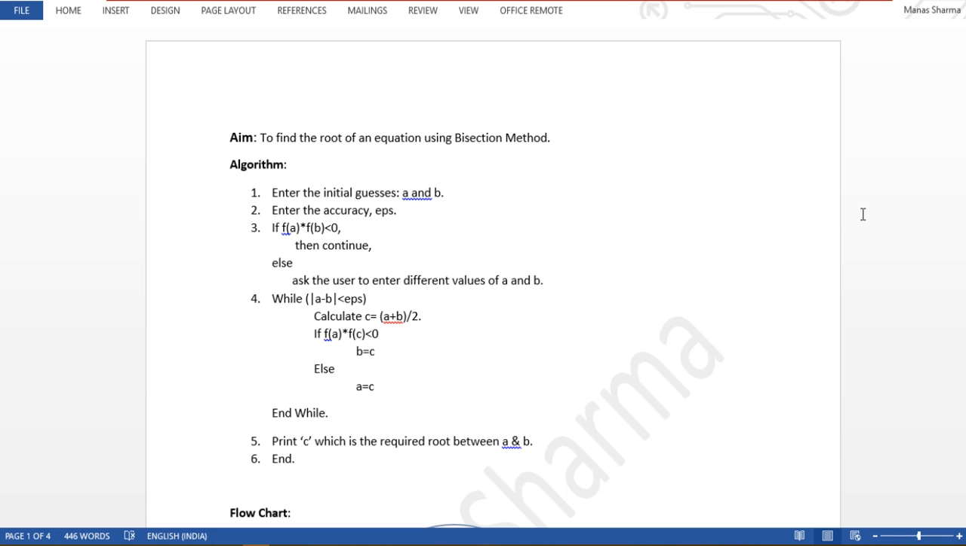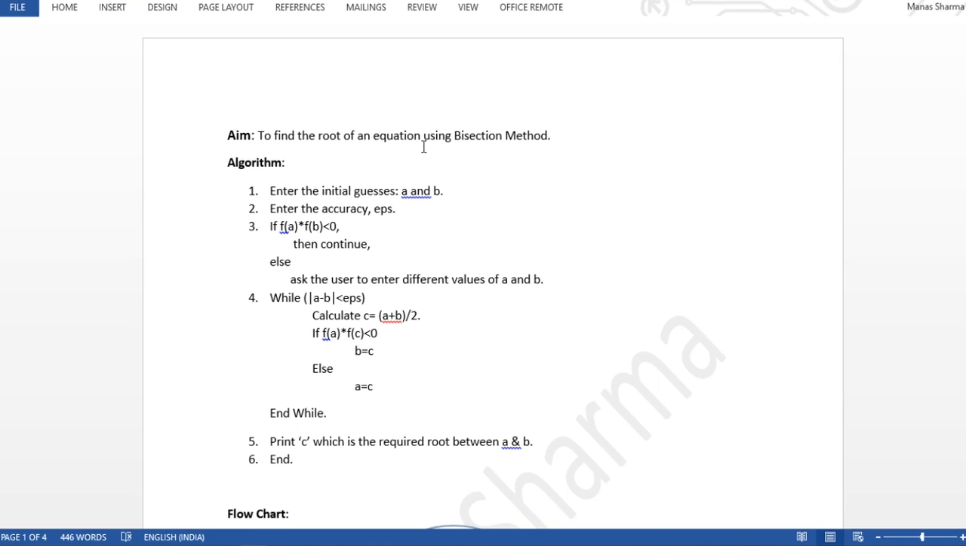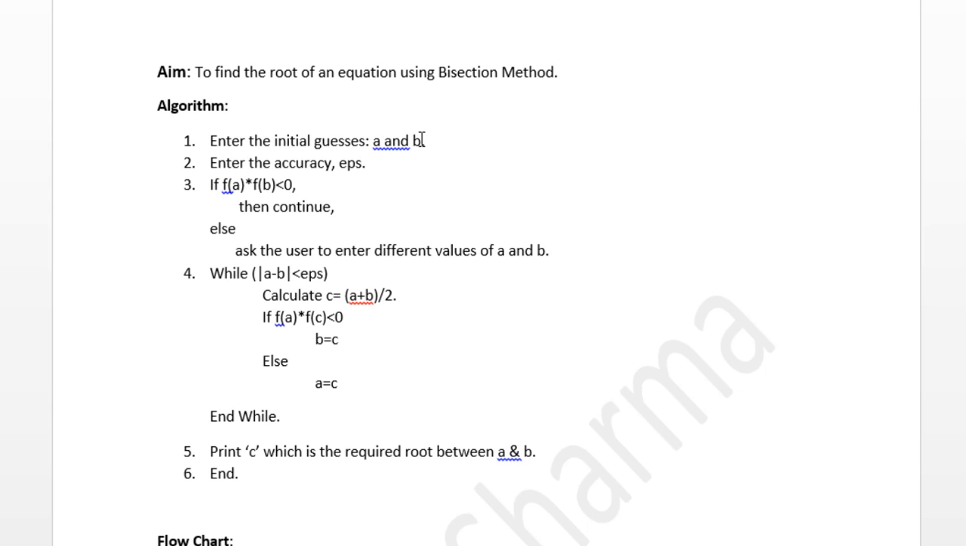Now coming to the algorithm, just like any other numerical method, bisection method also requires some initial guesses, but this time it requires two initial guesses. So first of all, let's say we have an equation f of x and we want to find its root. Then we want the user to enter some initial guesses a and b such that the actual root of the equation lies between these two initial guesses.